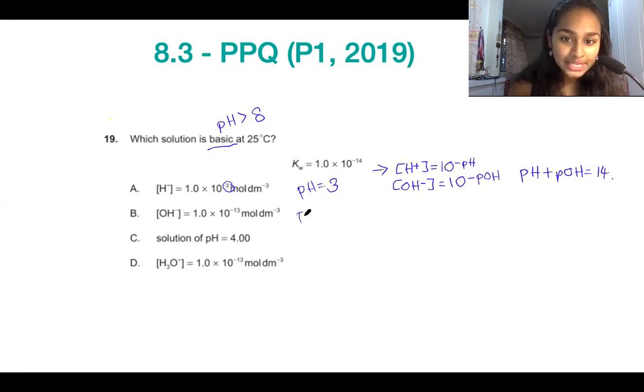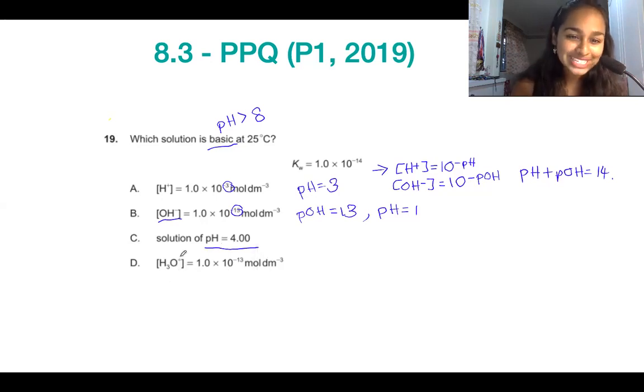So I'm going to get pOH because this is the concentration of OH, and the pOH is going to be 13, and therefore I know that the pH is going to be 1. So here I know that the pH is 4, and let's look at this last one.